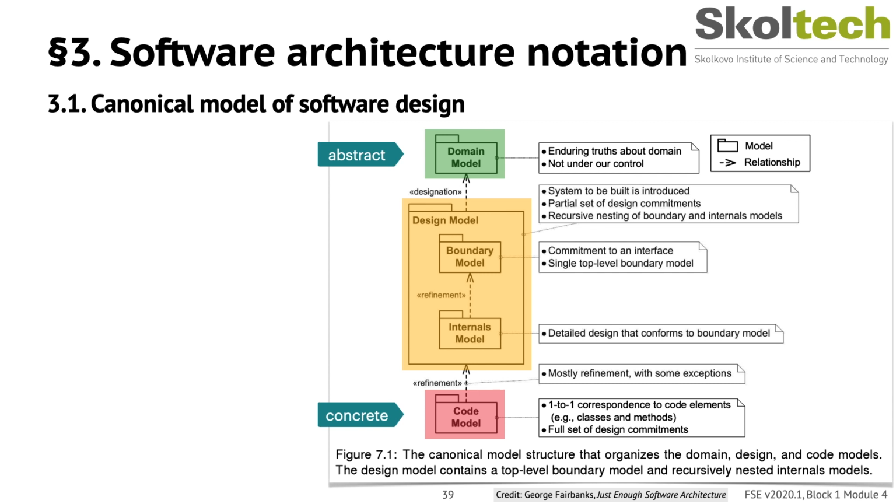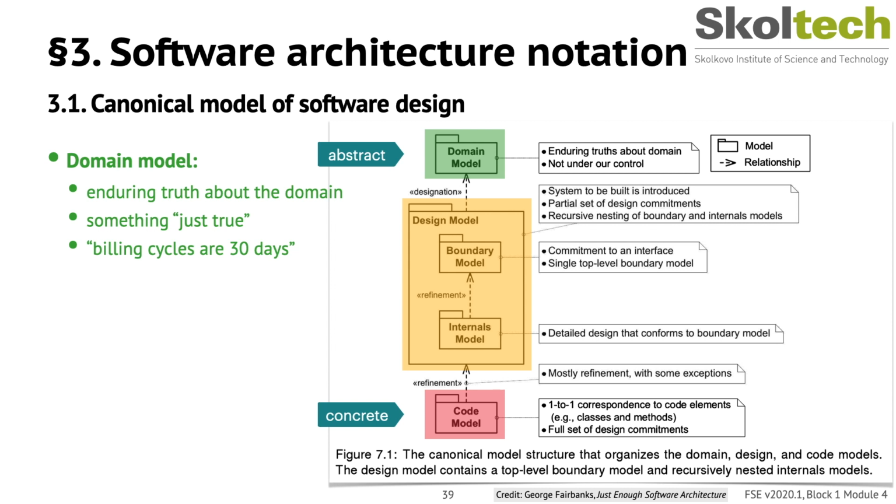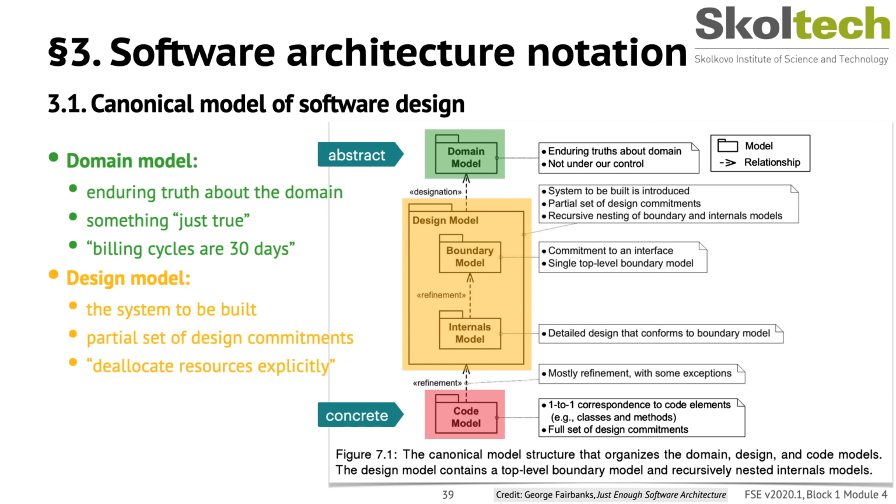The canonical model structure has the most abstract model, the domain, at the top, and the most concrete, the code, at the bottom. The domain model describes enduring truth about the domain. If something is just true, then it probably goes in that model. So in general, the domain is not under your control. In contrast, the design is largely under your control.